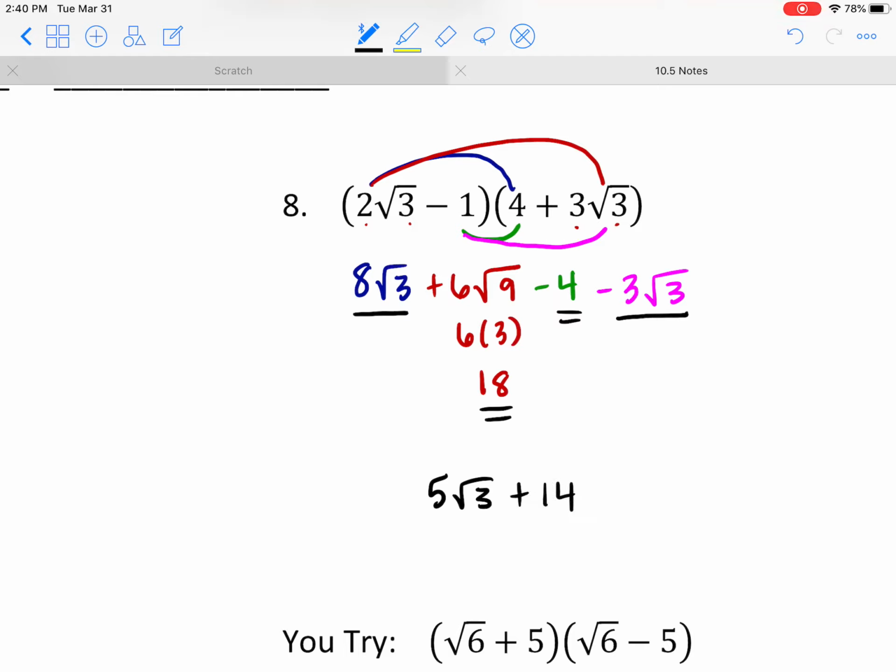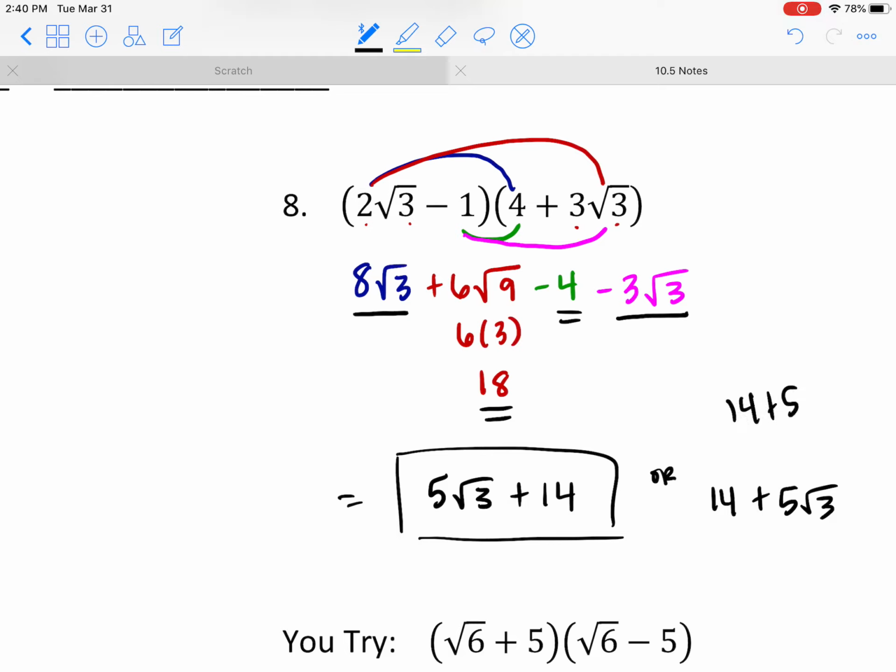Then I have another set of like terms, right? 18 and minus 4, those can go together. 18 minus 4 makes 14. So the two terms we have are 5 radical 3 and 14. Or if you had to rearrange that and put the 14 and then the 5 radical 3, that totally works. Doesn't matter the order you add, you still get the same answer.